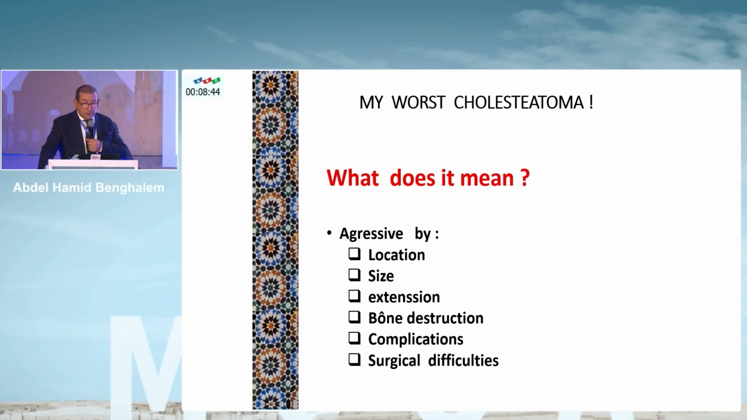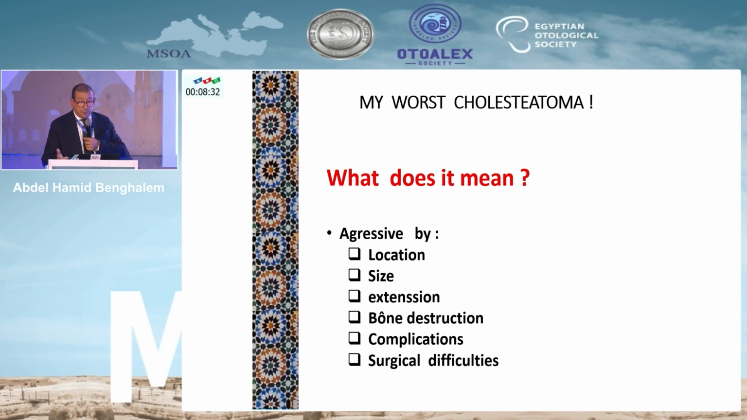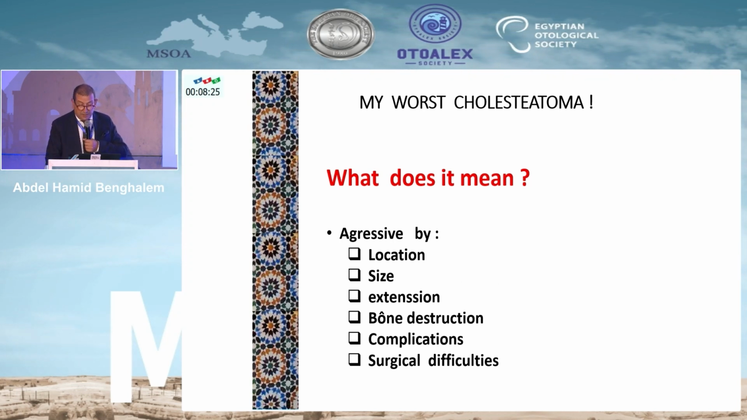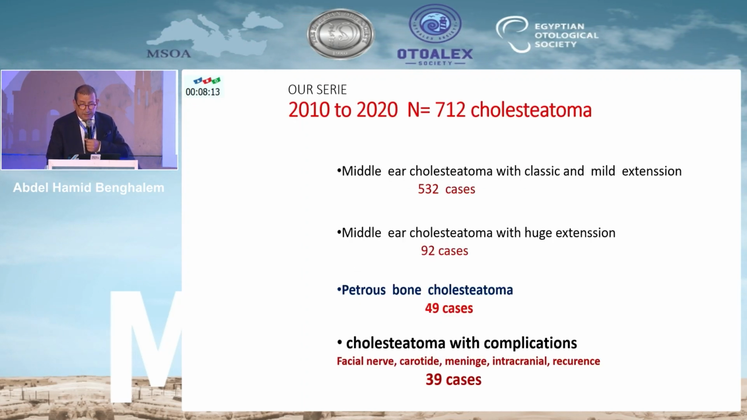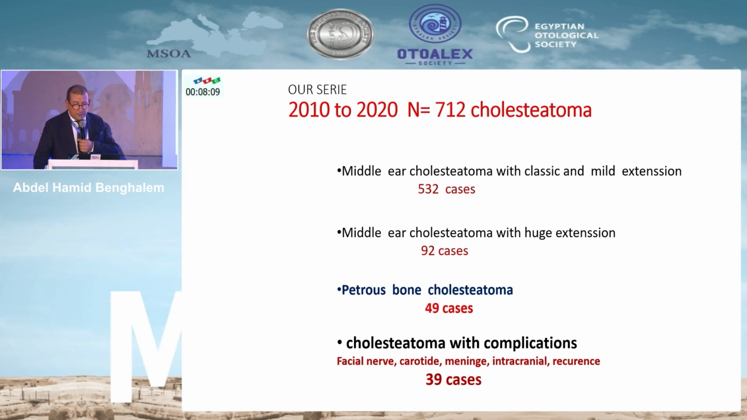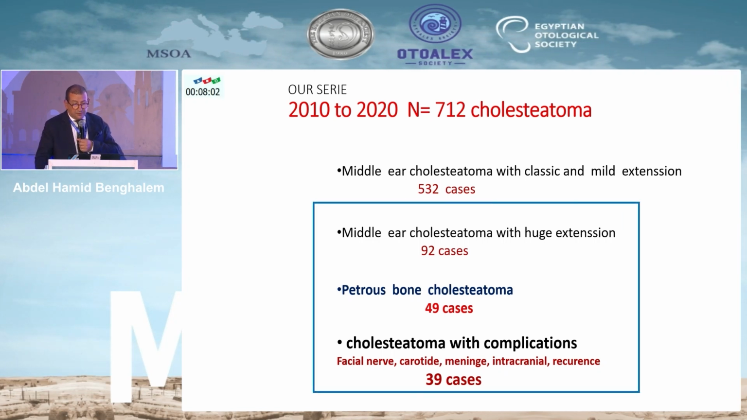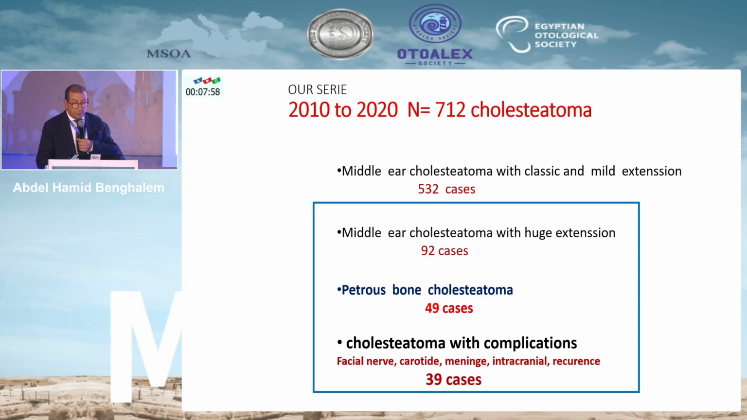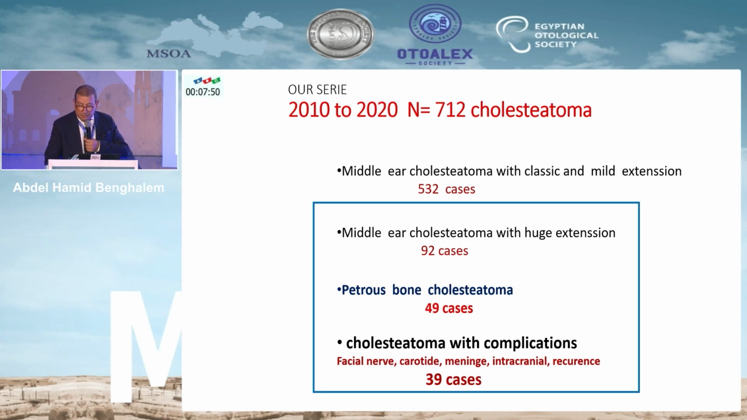We had a very nice introduction. Is it aggressive or worse cholesteatoma because of the location or because of the size or the extension? Is it about the importance of bone destruction or the complication? We have seen the possibility of facial palsy, labyrinthization, kyphosis, or surgical difficulties, and all these complications make the surgery very difficult. Here is our series during 10 years, and we have 530 cases of middle ear classic cholesteatoma with mild extension, but we have this rate of middle ear cholesteatoma with huge extension and real petrous bone cholesteatoma, and 39 cholesteatomas with facial nerve problem, carotid, meninges, intracranial recurrence, and we will see some examples.